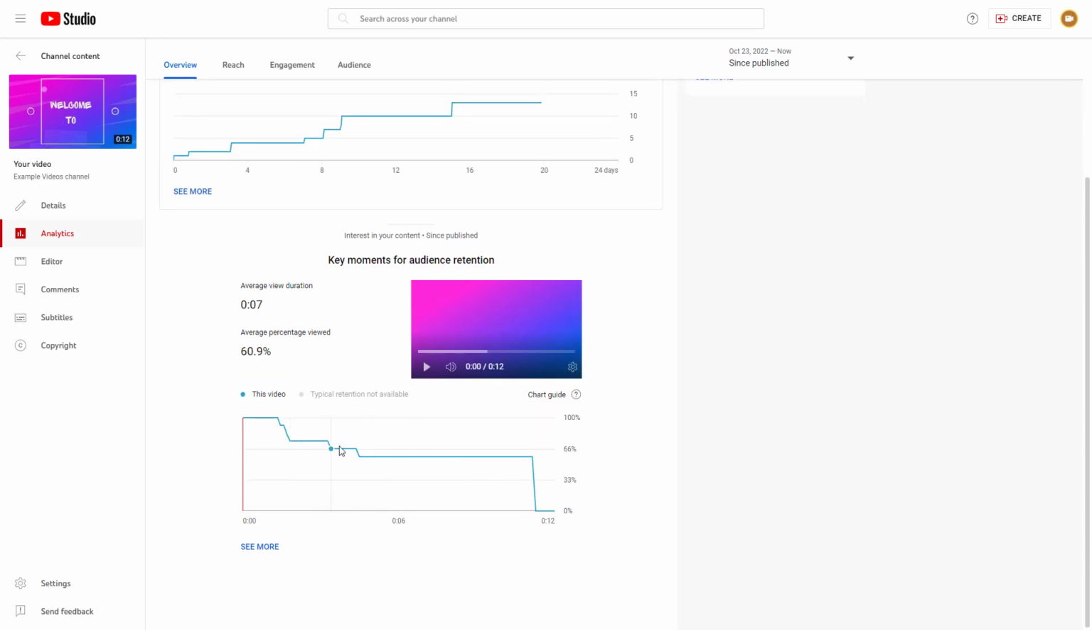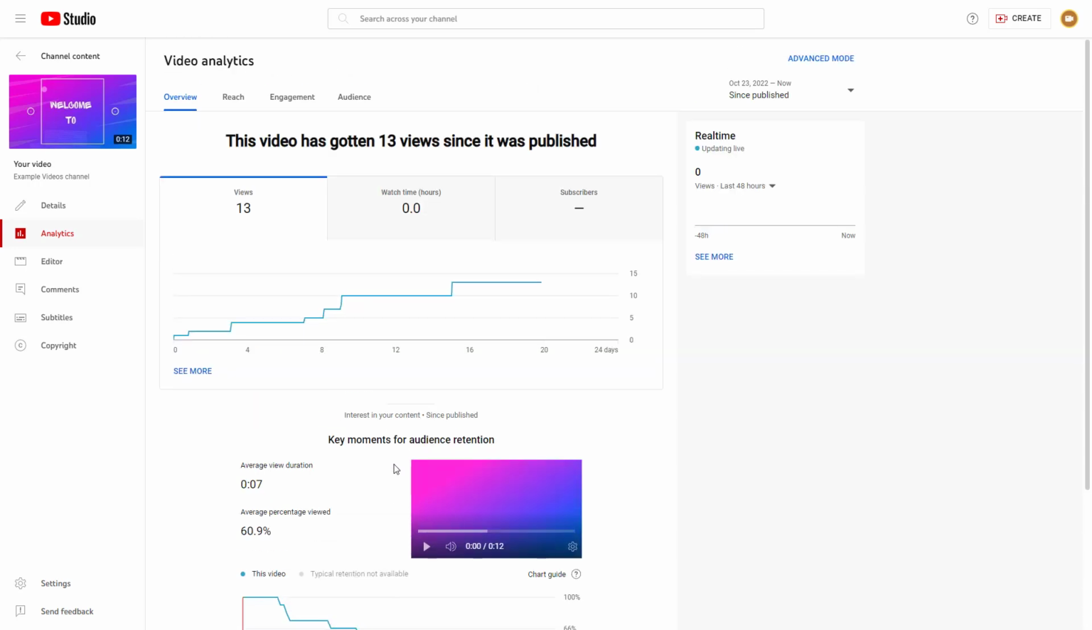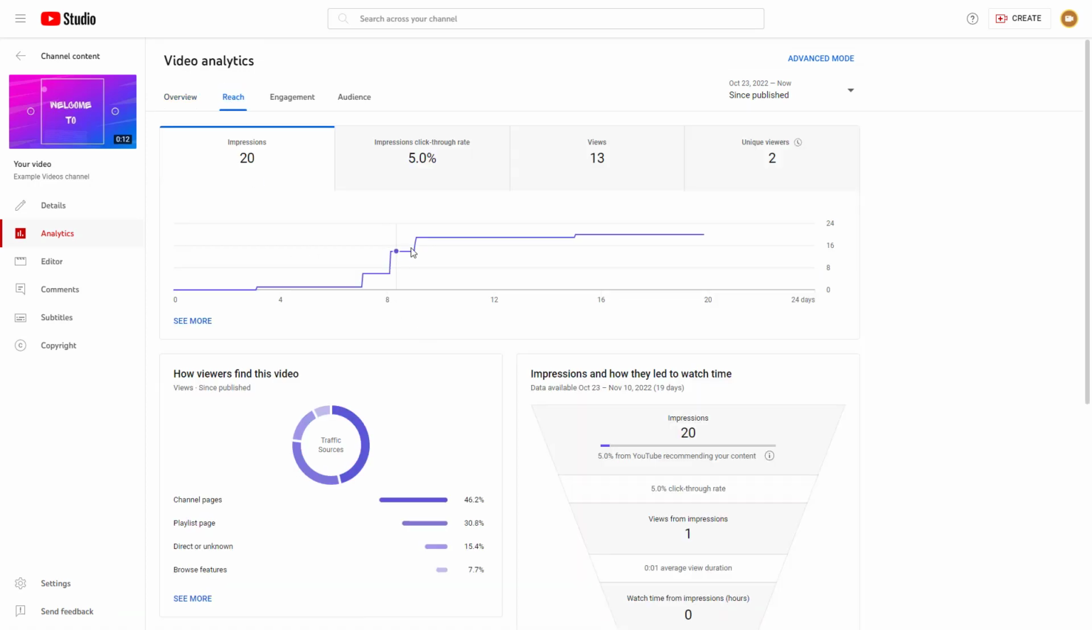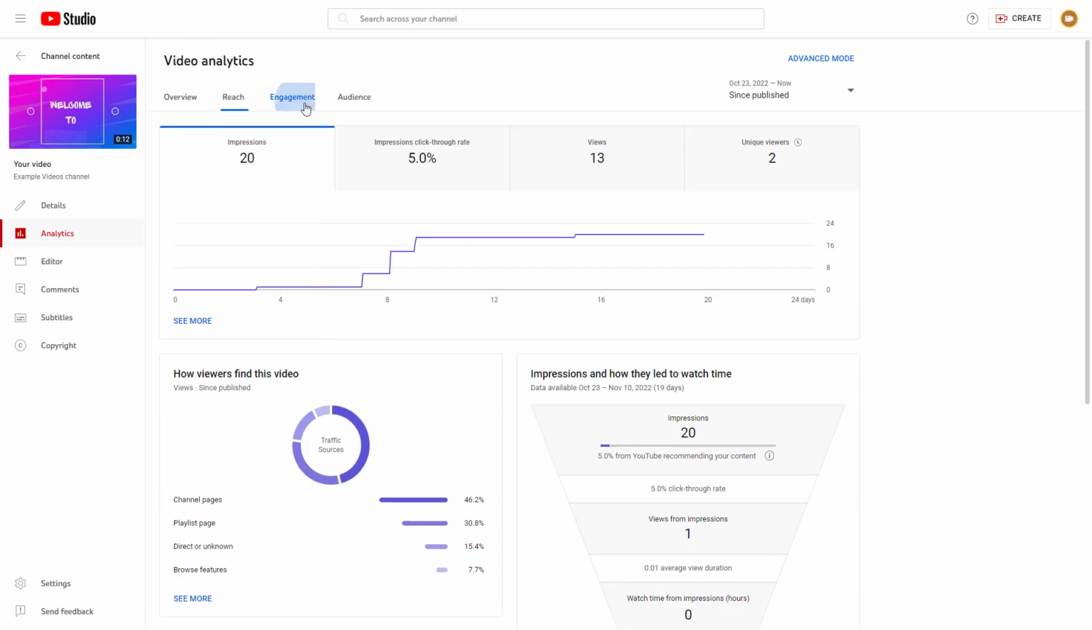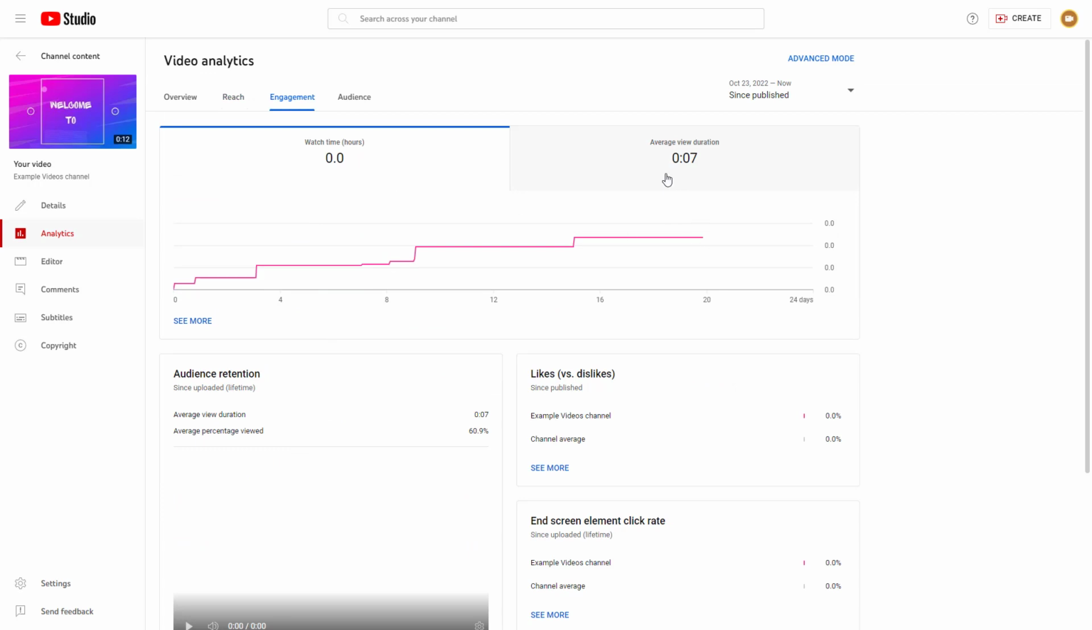So you even know where the video is not viewed and where the video is viewed more right here, to know which of the video contents are important for your audience. You can also see the reach right here, on when the video had a reach to its audience, and see the engagement level in the video, the average duration and watch hours for that particular video.